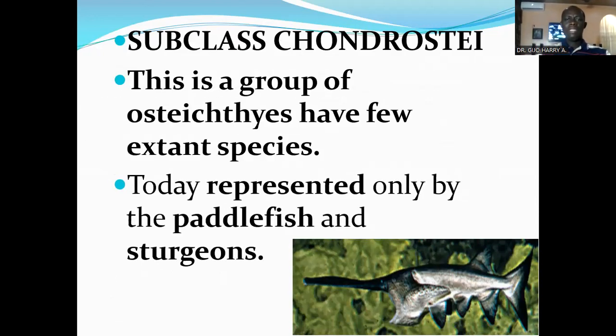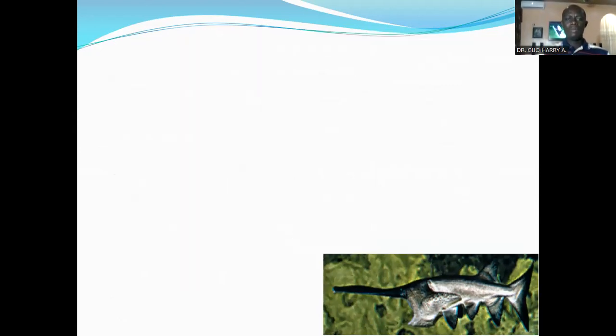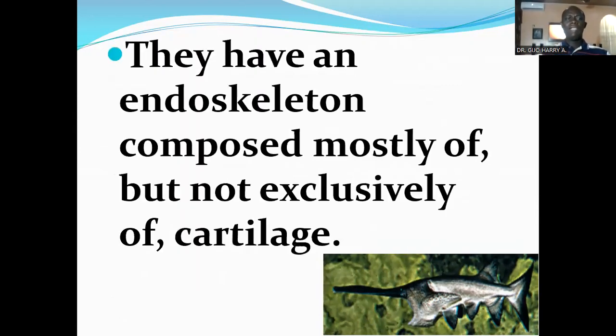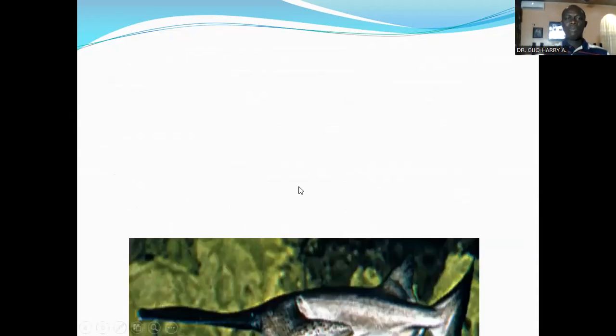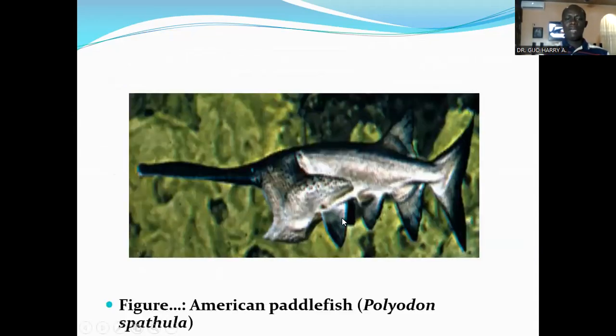Today they are represented by only the paddlefish and the sturgeons. They have an endoskeleton composed mostly, but not exclusively, of cartilage, unlike other bony fishes that are made up of bone. This is the American paddlefish, of the subclass we have discussed.